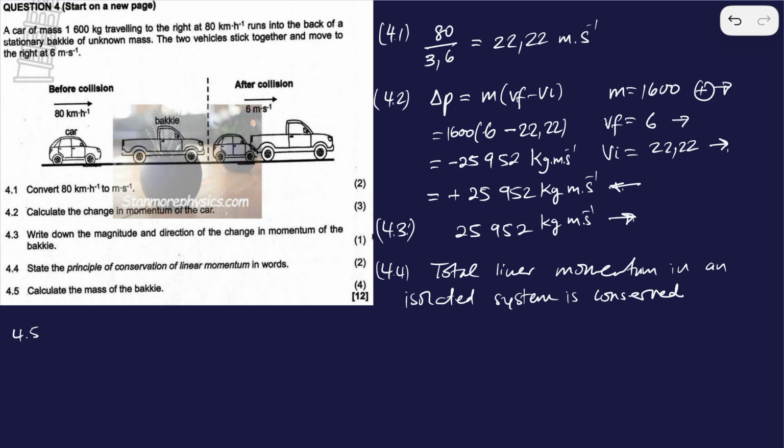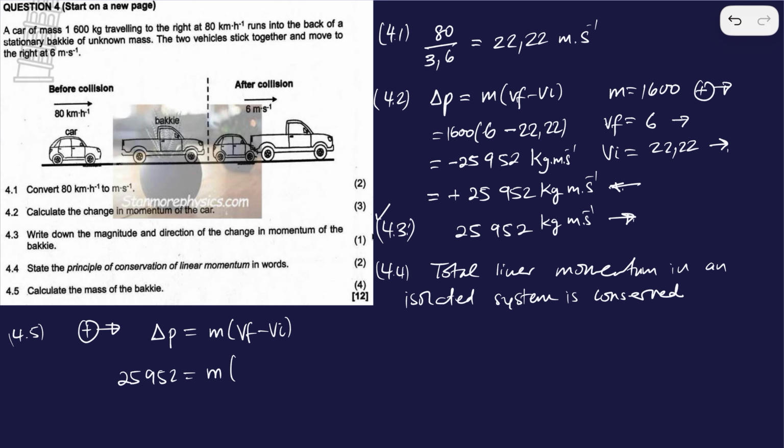Now question 4.5 says calculate the mass of the bakkie. So I'm going to use the delta P because we already know the delta P from question 4.3. Again, keeping right as positive, delta P is going to equal M into Vf minus Vi. Now for the bakkie, I know the delta P, so I'm going to substitute that in. That's going to be 25952. That's equal to the mass, which I don't know.